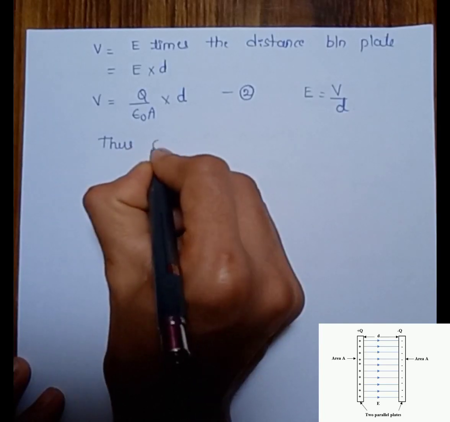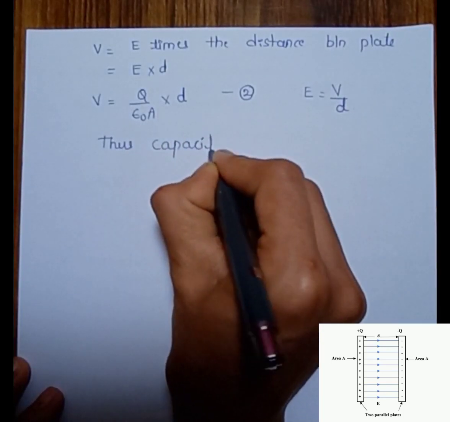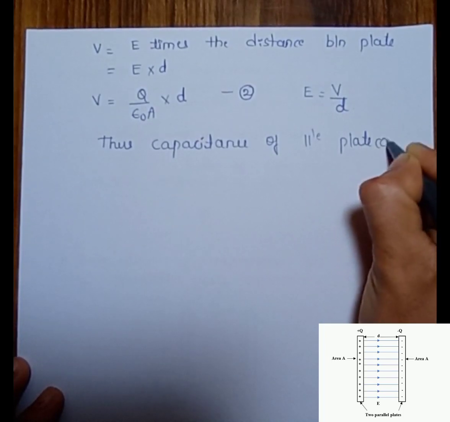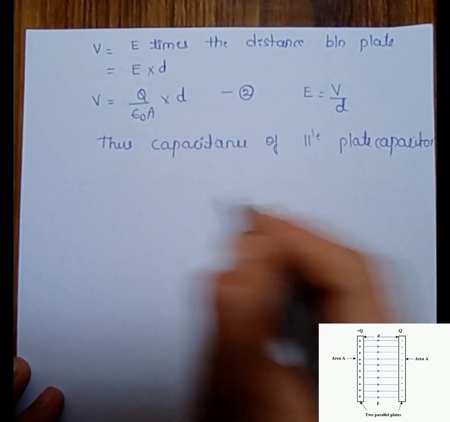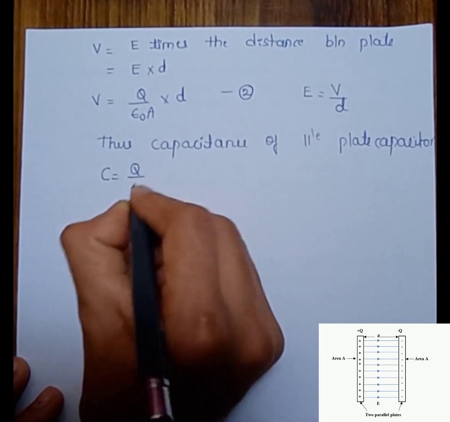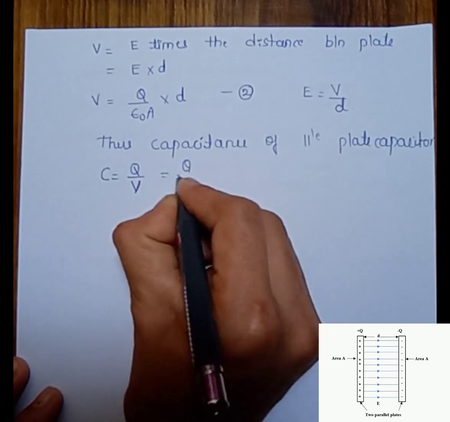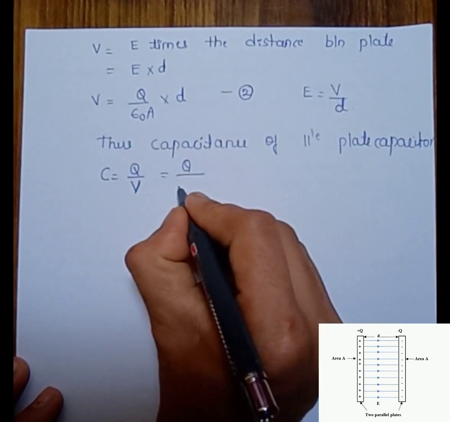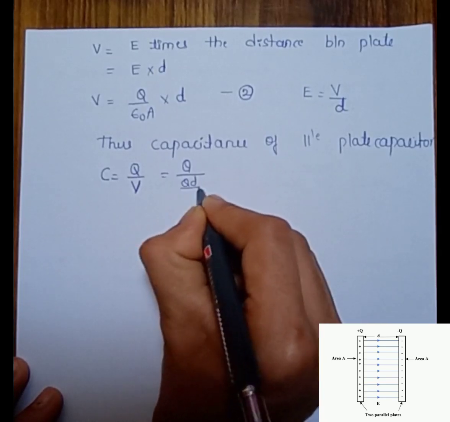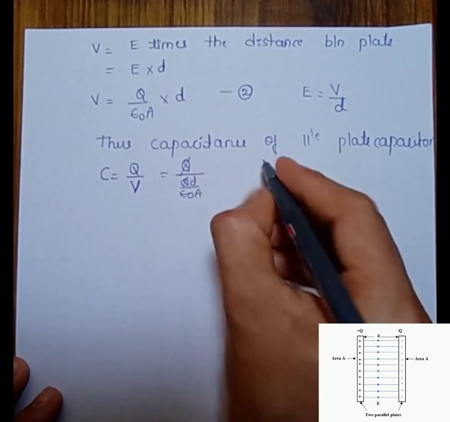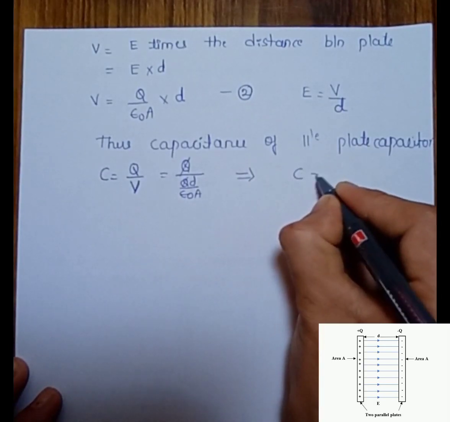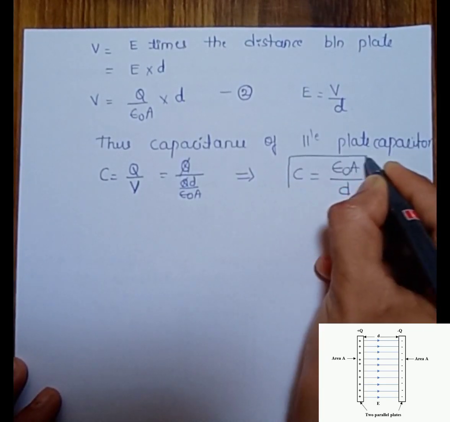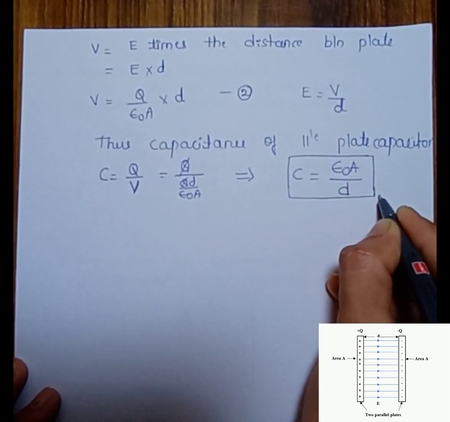Thus, capacitance of parallel plate capacitor C is equal to Q divided by V. The value of V is Q into d divided by epsilon naught into A. Here Q gets cancelled, which gives the value of C is equal to epsilon naught A divided by d. This is the capacitance of the parallel plate capacitor.